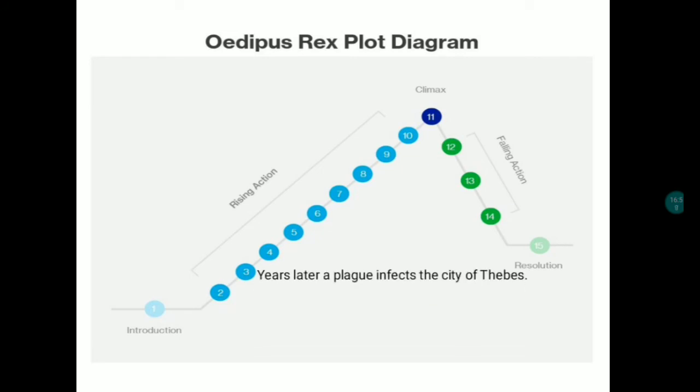After that, a few years later, a plague afflicts the city of Thebes, and many of the people of Thebes died due to that disease, and they were very much helpless, in a state of frustration, and they now came to King Oedipus to seek the solution of that particular problem.